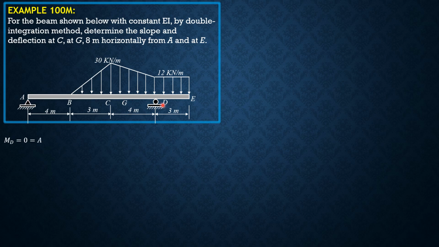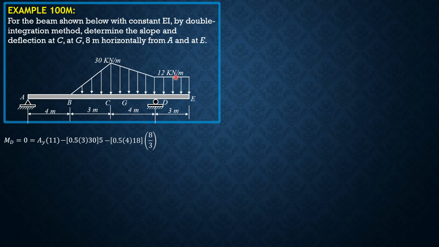So moment about D equals 0, clockwise positive: AY times 11, then minus 1/2 of 3 times 30, then 1/3 of 3 is 1 plus 4, so 5. So 0.5 of 3 times 30 times 5. Then for this triangular loading, the base is 4, the height is 18, 30 minus 12, 18. Then the moment arm is 2/3 of 4, which is 8/3. So minus 0.5 of 4 times 18 times 8/3.